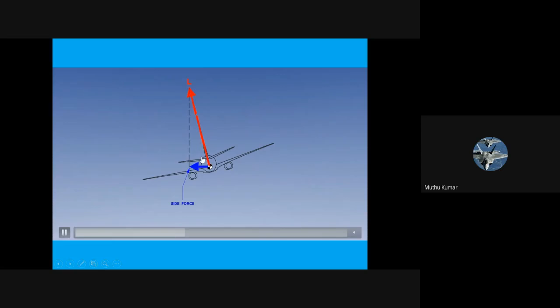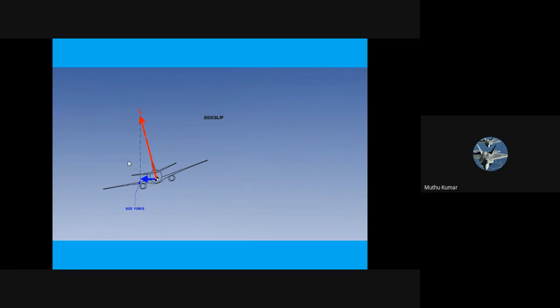Correct? The lift vector tilts. Once it tilts, there is going to be a side force created. So what will the side force do? The aircraft will slip. That is what I showed in the first video. When an aircraft rolls towards port, it starts side slipping towards the port. It's called side slipping. Or when the aircraft rolls, automatically it side slips. That is what I showed in the fighter aircraft.